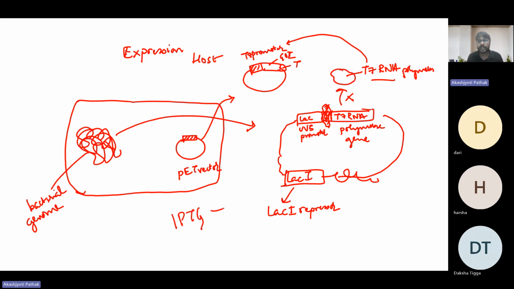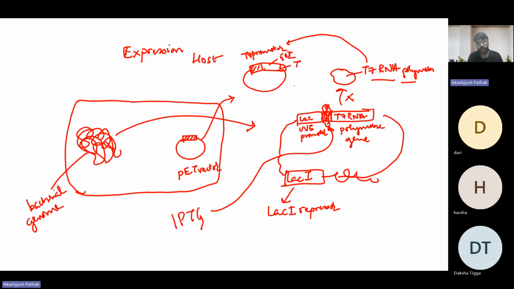This IPTG will first go and bind to the LAC repressor. Once it binds to the LAC repressor, the LAC repressor will get removed. Now your T7 RNA polymerase will get expressed. Once T7 RNA polymerase is expressed, it will go and bind to the T7 promoter, and it will start transcribing your gene of interest.